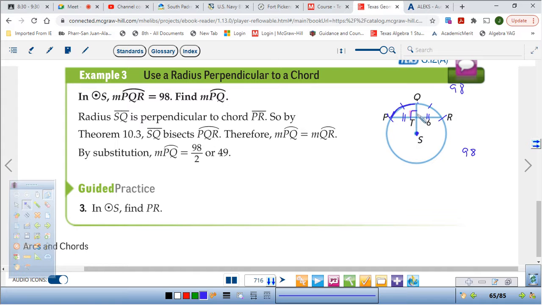Well, if it bisects it, because it's showing you here that it's perpendicular, once it shows you that it's perpendicular, that means that it cuts it in half. Then we can basically say, well, we need half of it, because PQ is half, divided by 2. I'll look over here for the math. Oh, that's 49 here. The measure is 49.